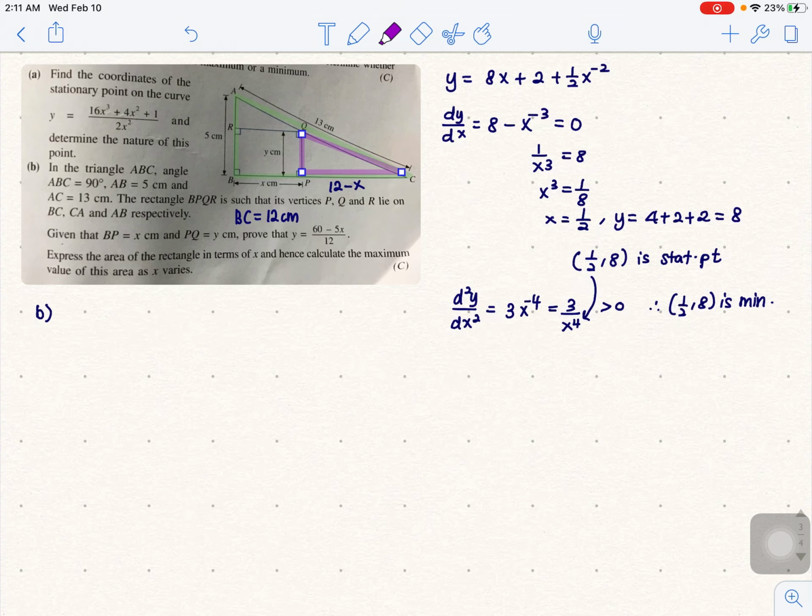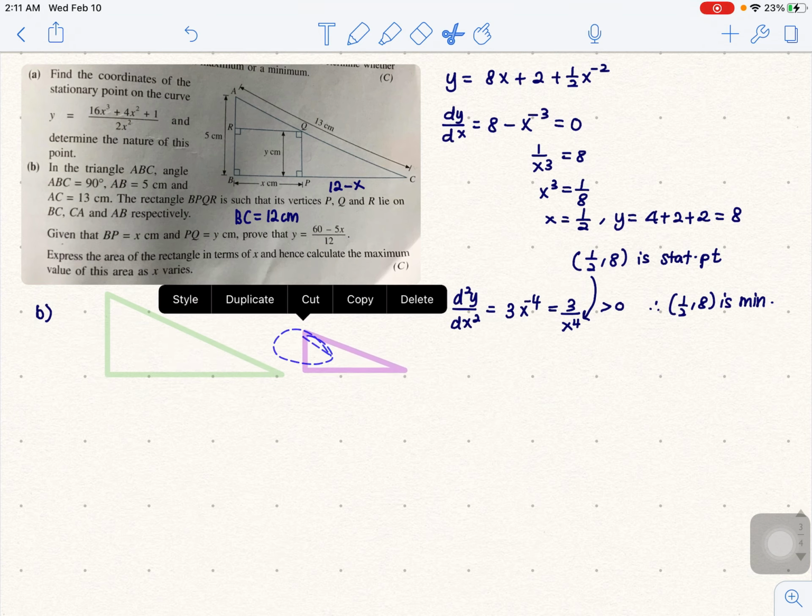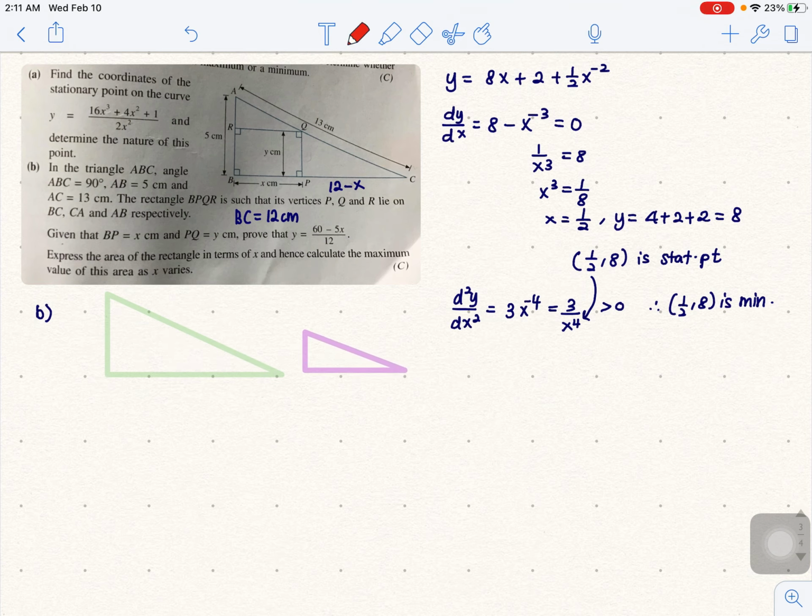When you look at those two triangles, you know that they are similar. Why do I say that? Let's take this out separately and put it here. I know that this is 12 minus x. All of this is 12. This is y and this is 5. Now let's analyze this angle. This angle is common for both, right? So let's say this is alpha and this is also going to be alpha.